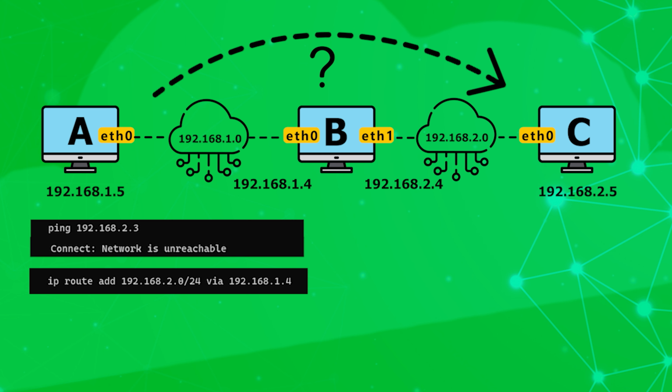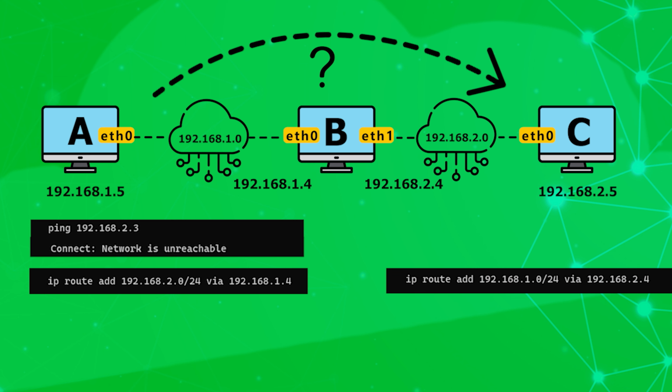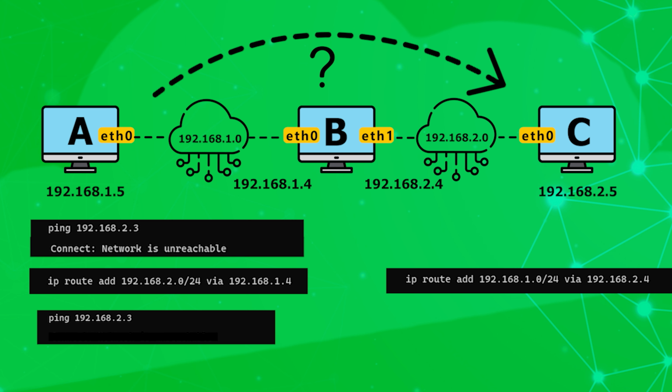Now A knows how to reach machine C, but C doesn't know how to reach A. So we need to add the entry in the routing table of machine C. So the command is ip route add 192.168.1.0/24 via 192.168.2.4. Now the ping should work, but still we will not get a response packet. This is because in Linux by default packets doesn't get forwarded from one network interface to another network interface. In this case machine B, the packets doesn't get forwarded from eth0 to eth1 interface.